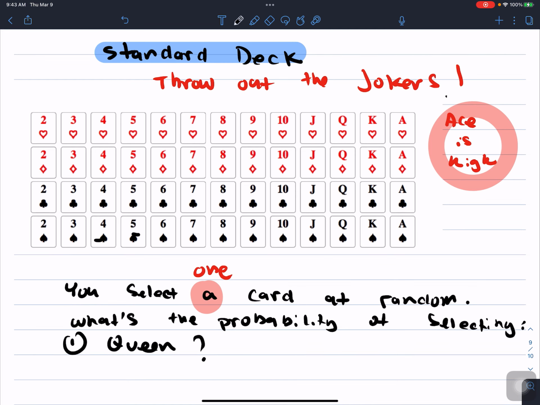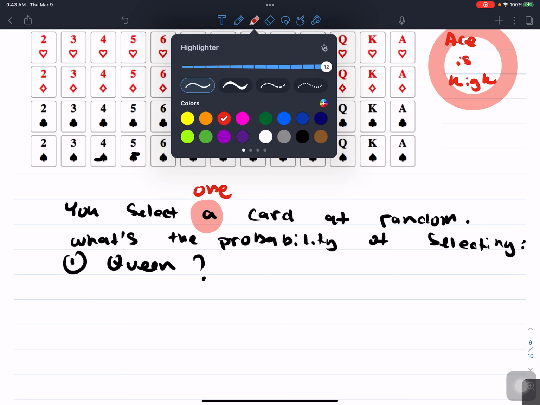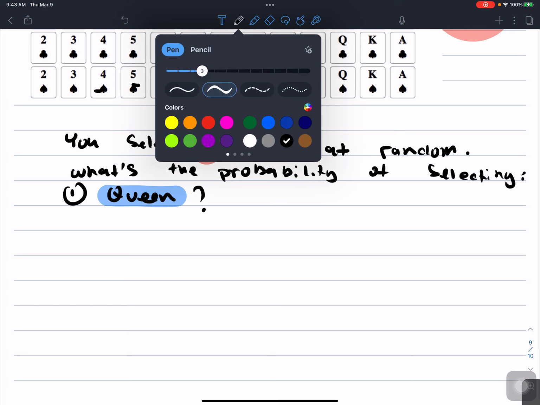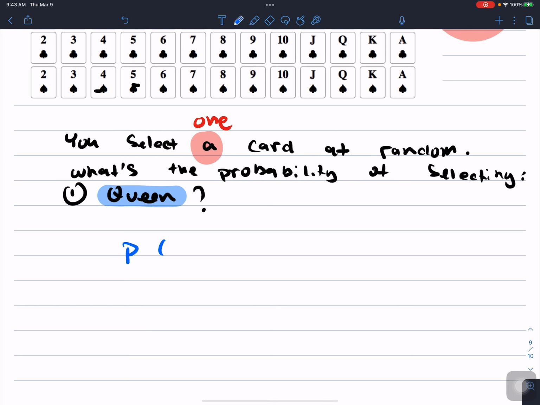Standard deck. You guys ready for this? Okay. So what is the event, ladies and gentlemen? The event is what? Selecting a queen. Okay. So what do you guys need to know? I'm going to write down notation this way. This is going to be P of what? Q. You know what that stands for? That's function notation. That's the probability of selecting a queen. What's that defined to be? N of Q over N of S.